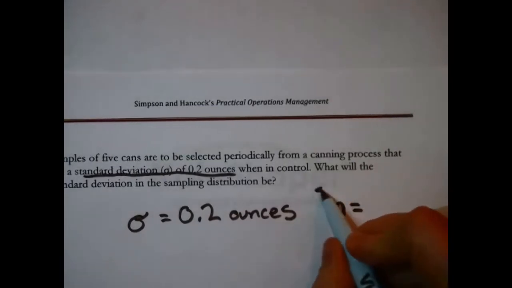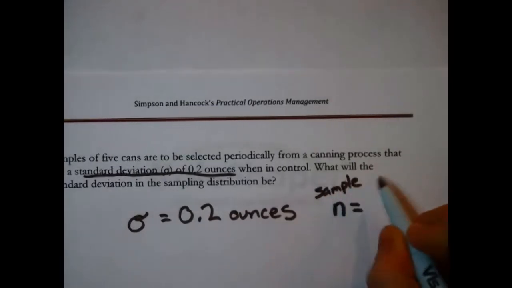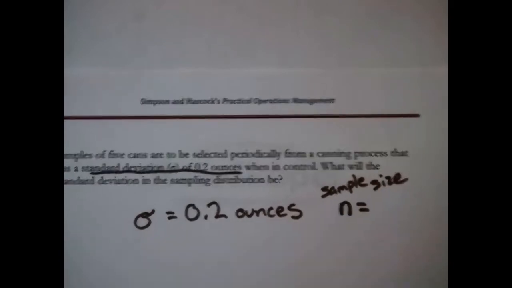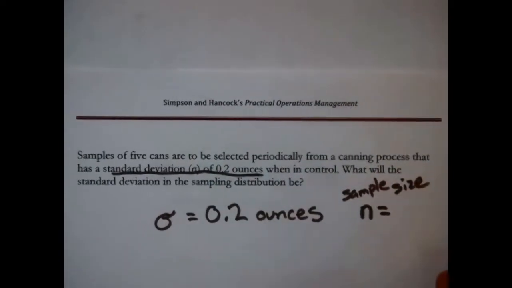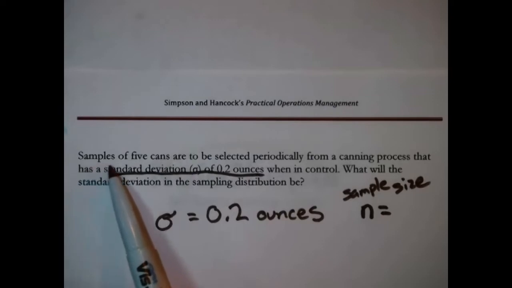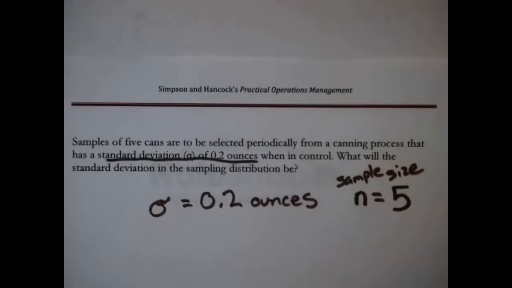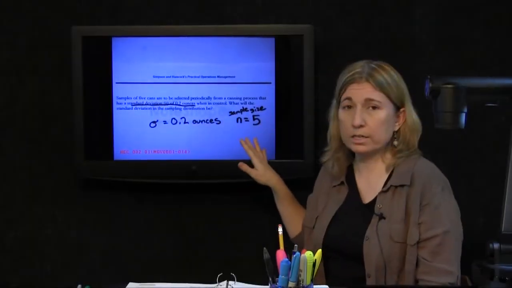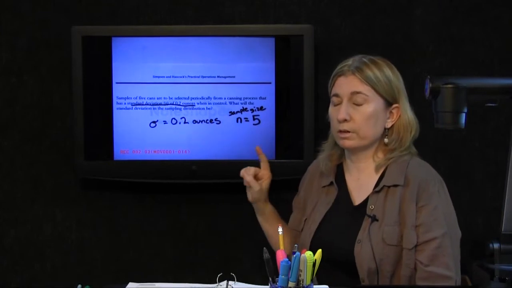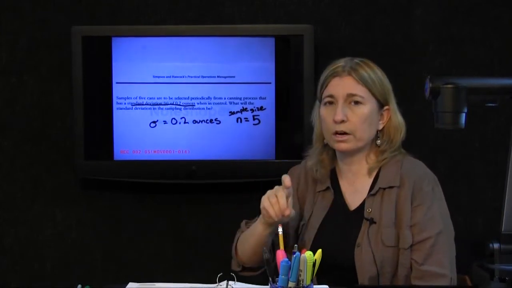That would be the sample size. Oh, yeah, I kind of blew right past that. Samples of 5 cans. We use lowercase n, typically in statistical process control, to always symbolize the size of the sample.